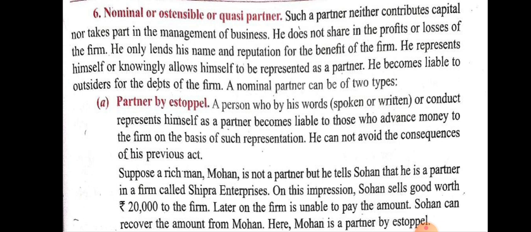Since Mohan, in his words spoken, or maybe he had written down, represented himself as a partner of Shipra Enterprise, Sohan, thinking that Mohan was the partner, sold goods worth 20,000, but the firm is unable to pay the amount. So now Sohan will recover the amount from Mohan. So here Mohan becomes partner by estoppel.